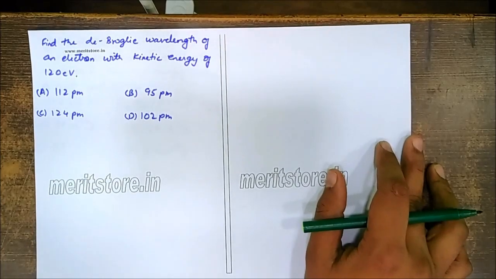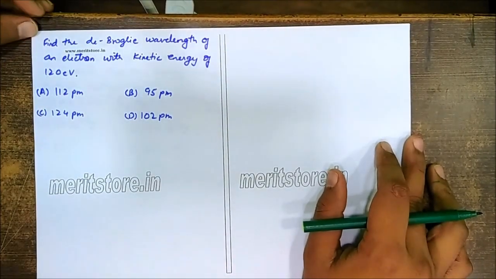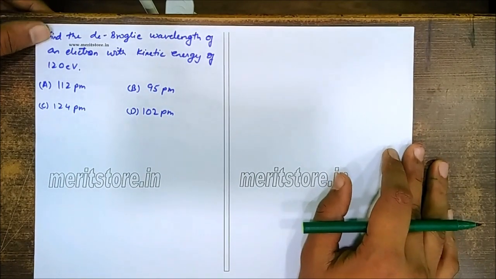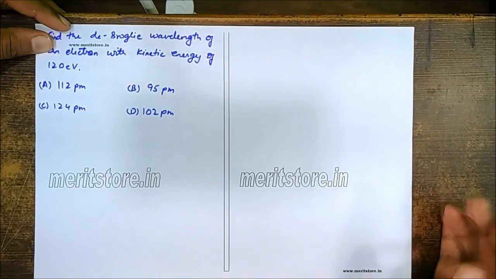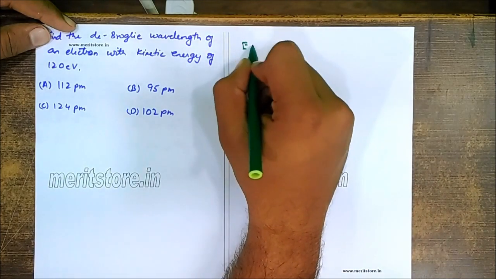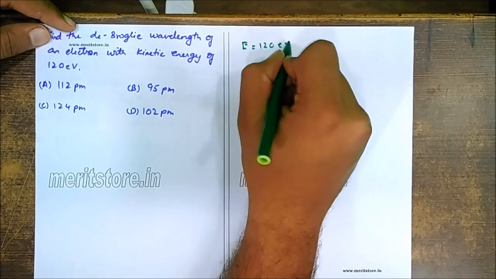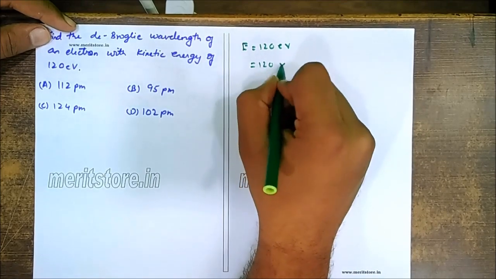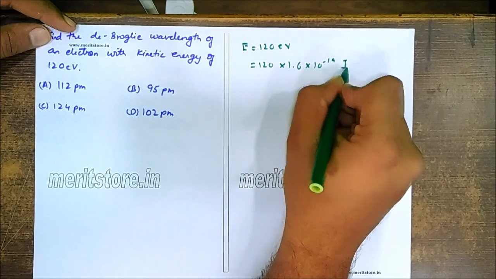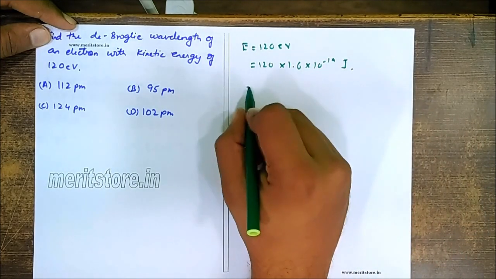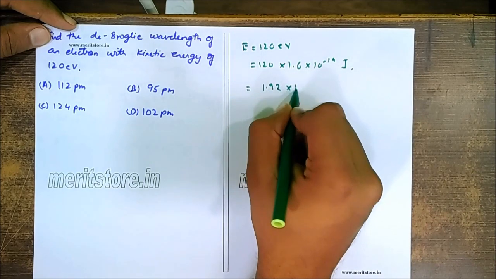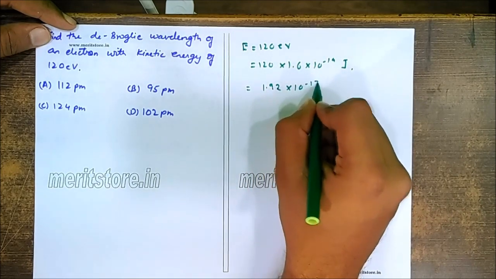So the next chapter is electrons and photons. Find the de Broglie wavelength of an electron with kinetic energy of 120 electron volts. So you can say E is equal to 120 electron volts, that is 120 into 1.6 into 10 raised to minus 19, and this gets converted into joule. So 120 into 1.6 is 1.92 into 10 raised to minus 17 joule.